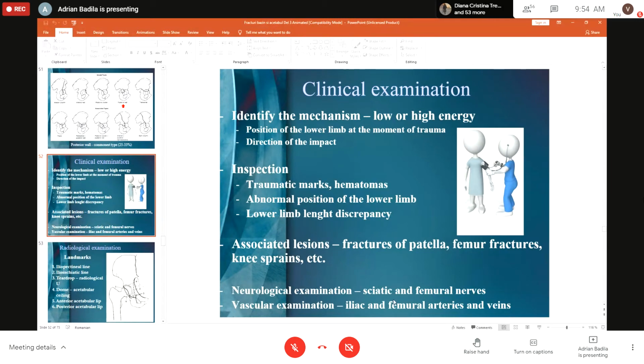We must inspect the reflexes and the motory and sensibility at the level of the sciatic and femoral nerves, and we must detect the arterial pulse at the level of the lower limbs, and we must inspect the aspect and the temperature of the lower limb in order to early detect lesion of the great vessels at this level.